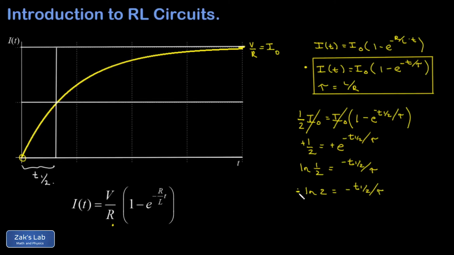The minus signs cancel, and I arrive at a formula for the half-life. T 1/2, the half-life, is tau natural log 2. We could also state that in terms of L and R by replacing tau with L over R, and I get L over R natural log 2. So the major takeaway here is that the time for this current to reach half its maximum value depends on the inductance and the resistance in the circuit.